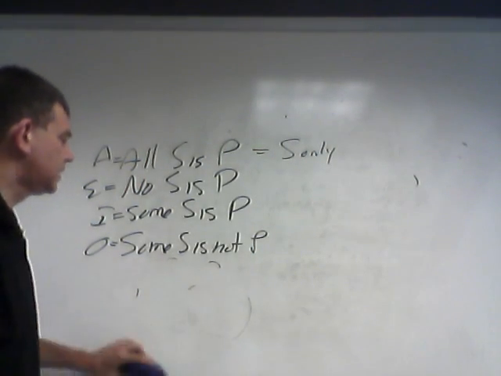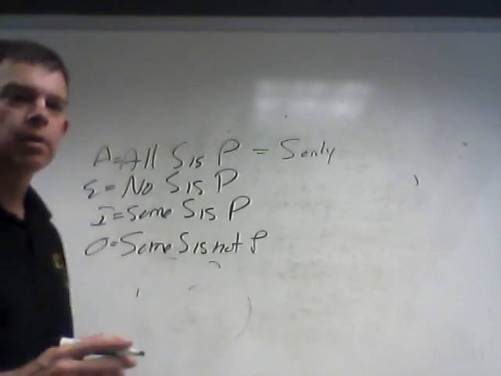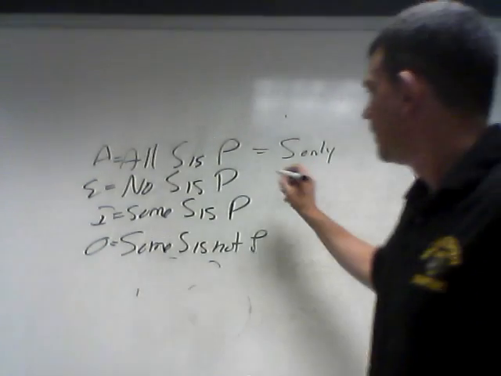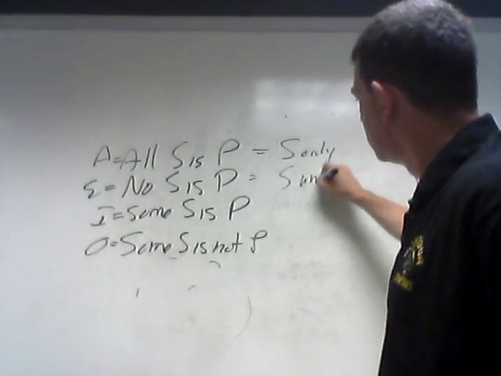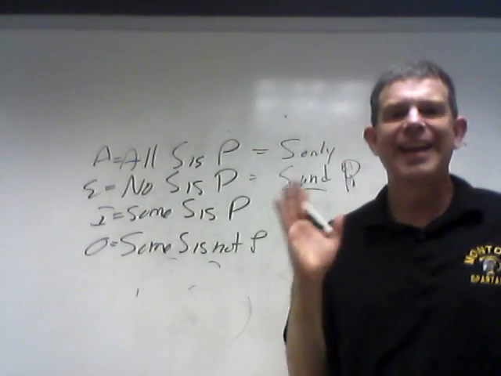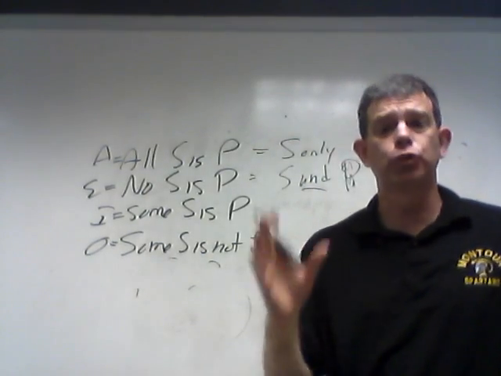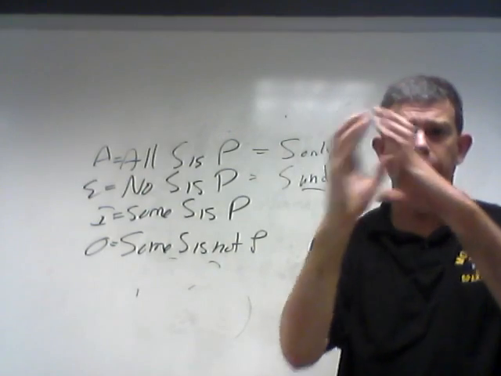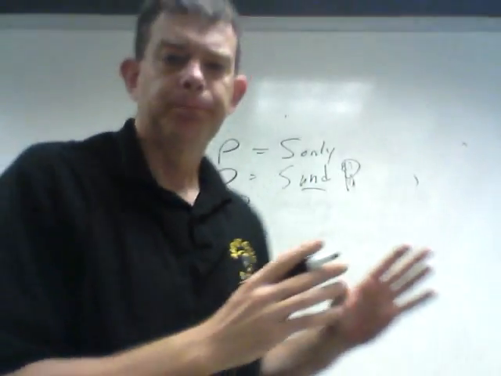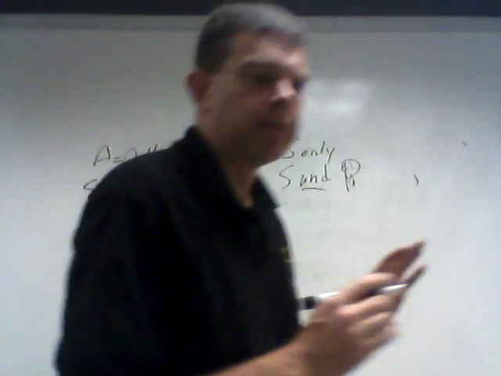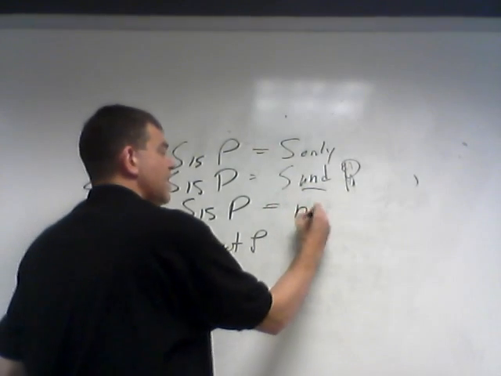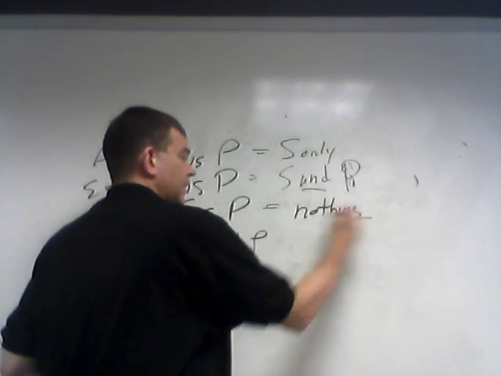Now, to make it easy, here's a good chart to remember. Okay? An A statement distributes the subject. An E statement distributes both. Subject and predicate are both distributed, because the only thing that exists is in the middle there. Okay? Between the two. Now, in an I statement, nothing is distributed.